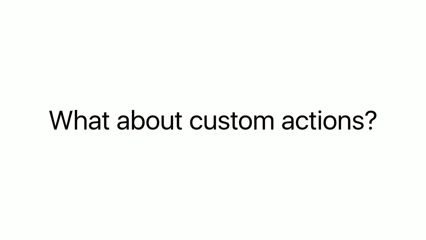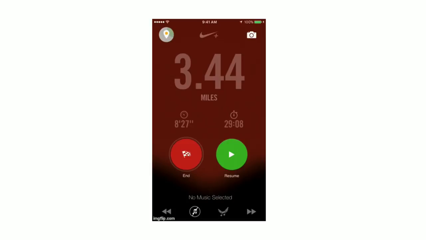So what about custom actions? So the hover burger wasn't a good idea, but there's gotta be places where custom actions can be helpful, right? So here's a few instances that I think are really good use cases. So there was no tears or blood involved in this conference talk, but there was some sweat for sure. So on Nike Plus, if you start the app, you go for a run, there's two buttons that show up. You can end the run or you can resume if it pauses.